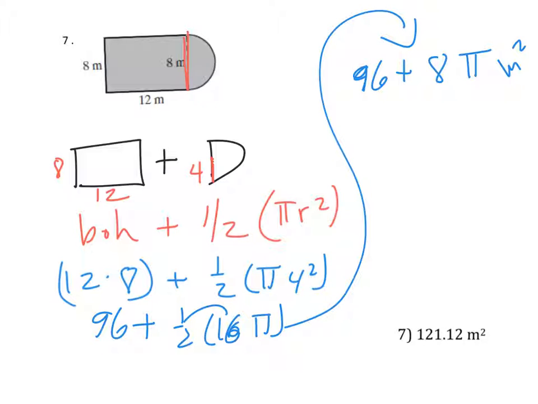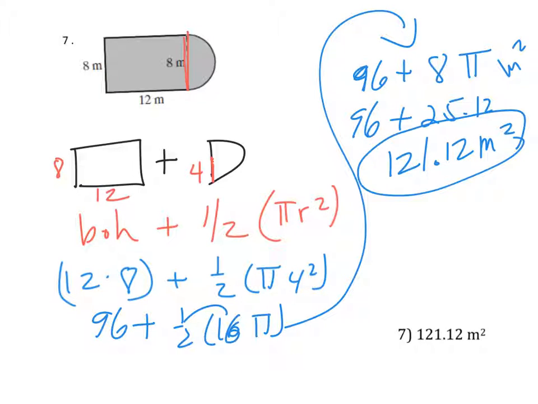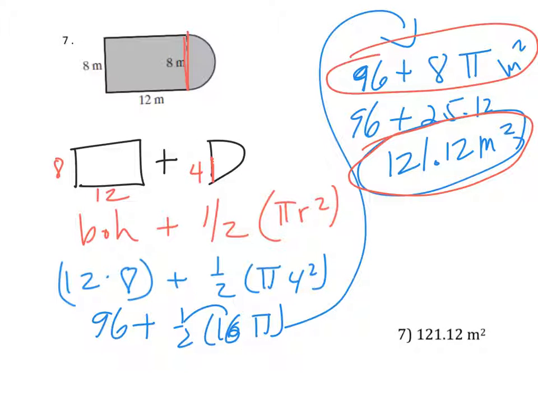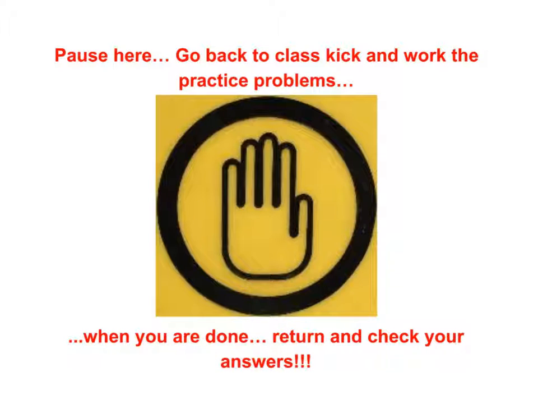But again, so this is 96, and 8 pi is, so 3.14 times 8 is 25.12. So add those two together, and we get 121.12 meters squared. Again, there's that pi answer. And then here's the actual answer, or the estimated answer, I should say, using 3.14 for pi. Go and pause, head into class kick, work another one, and then come back here and check it.